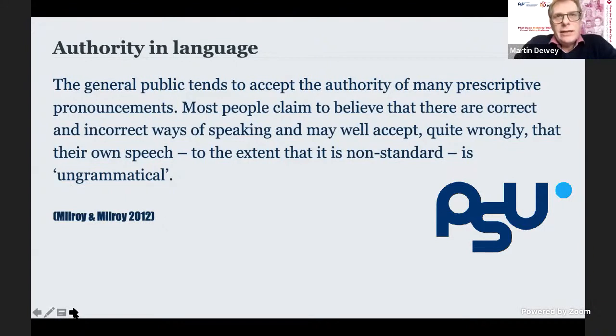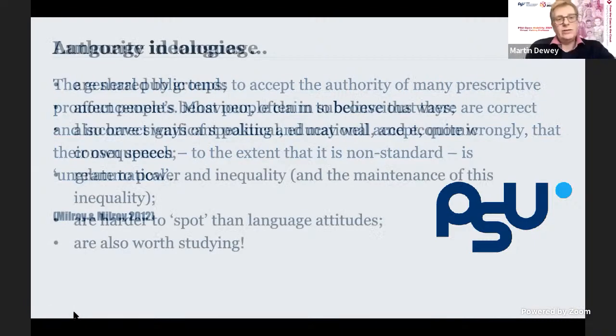So non-standard varieties are often described as being ungrammatical. We make strong value judgments about non-standard varieties. And if you do speak a non-standard variety, what Milroy and Milroy say is you usually accept that you don't have authority. That authority in language means that your way of speaking is somehow incorrect. It's very, very commonplace.